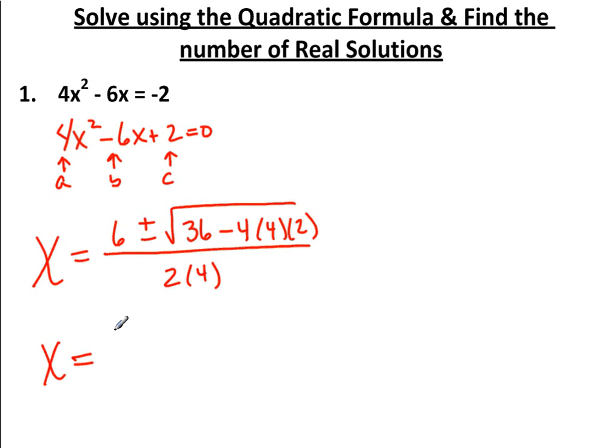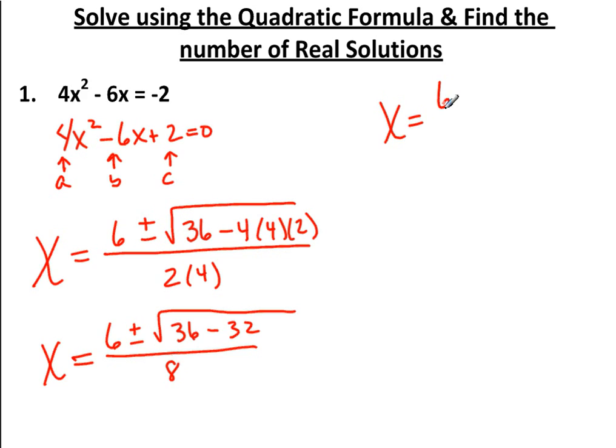Okay, so I'm going to get 6 plus or minus the square root. Okay, this is going to be 36 minus 4 times 4 is 16 times 2 is 32, all over 8. Go up here, I'm going to get x equals 6 plus or minus the square root of 4 all over 8. Now this number right here is called the discriminant. Okay, it's what I get when I do b squared minus 4ac. So the discriminant, okay, is 4.